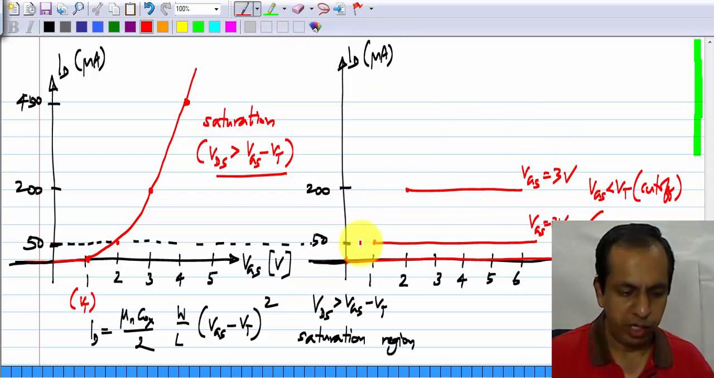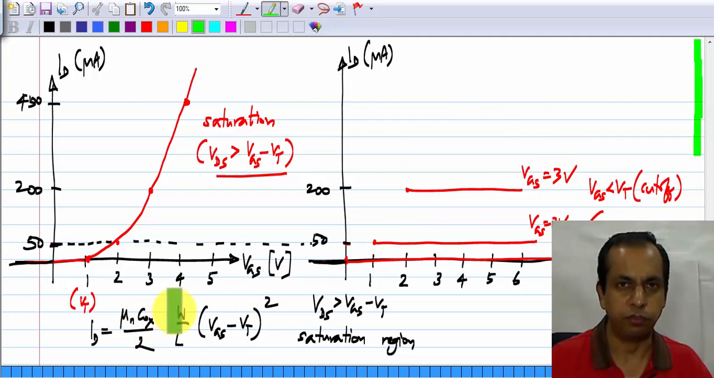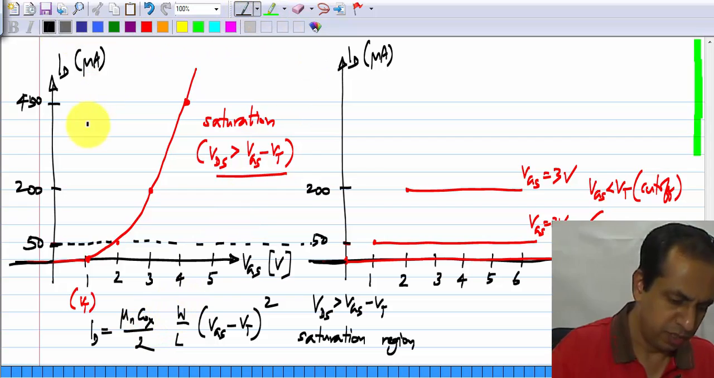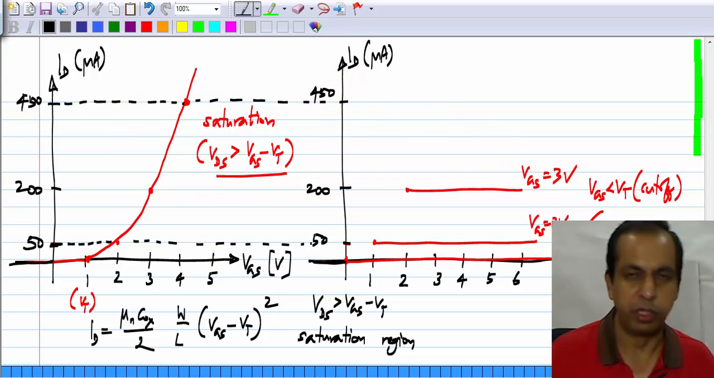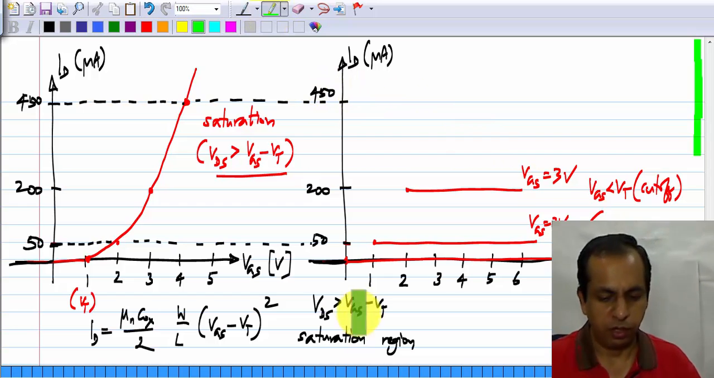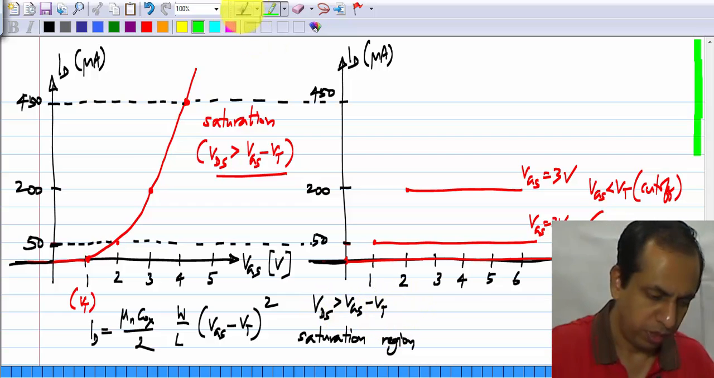And repeating the exercise for VGS equals 4 volts, this expression evaluates to 450 microamperes, okay, exactly like here. So, this is the point for VGS equals 4 volts and that will be 450 microampere there, but of course, it is valid only for VDS more than VGS minus VT or VDS more than 3 volts, okay.